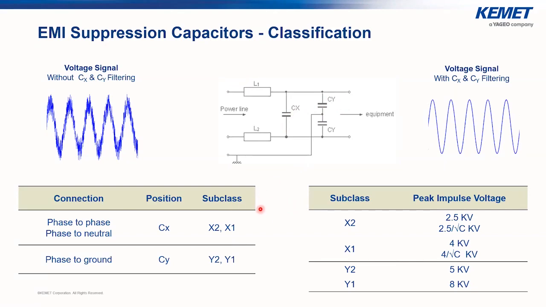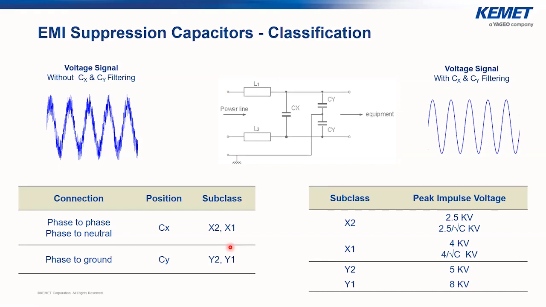And then from these X and Y capacitors, we have what we call subclasses. That means that inside these X and Y capacitors, we have a different level of protection that are defined for these capacitors. So the X2, X1, Y2, and Y1 is what we have today in our portfolio. Of course, there's also other levels like X3, Y3, and X4, Y4, but we will not be talking here about them.